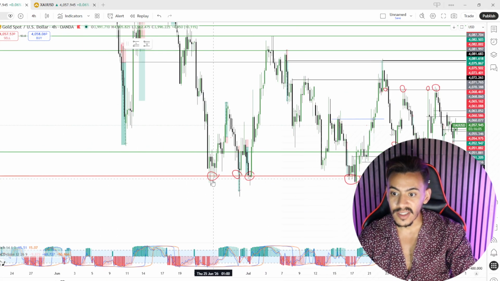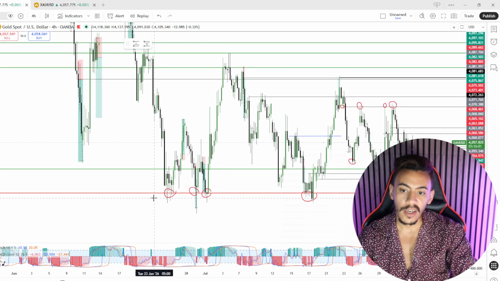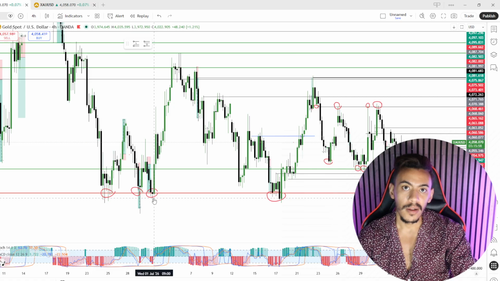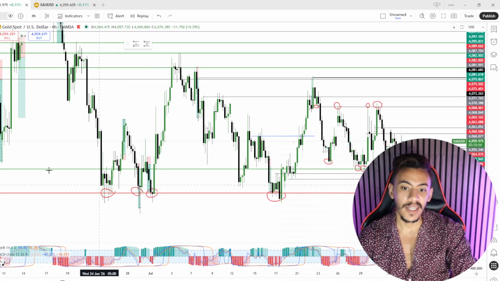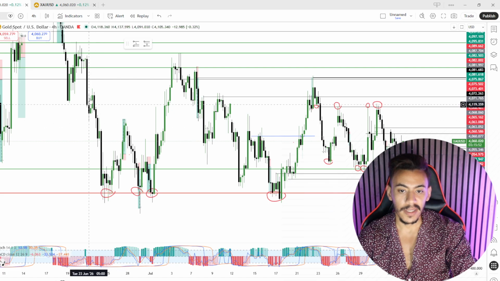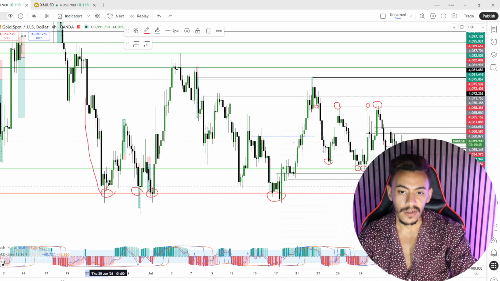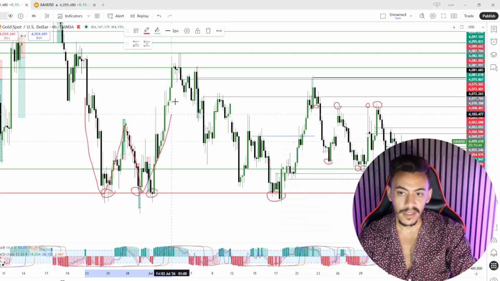Every time it has touched this level, it bounced back up. So I want you to think of the price like a bouncy ball. It hits the floor, goes back to the ceiling. It hits the ceiling, goes back to the floor. Right there, the ball is right here. It hits the floor, goes back to the ceiling. Hits the floor again, goes back to the ceiling.